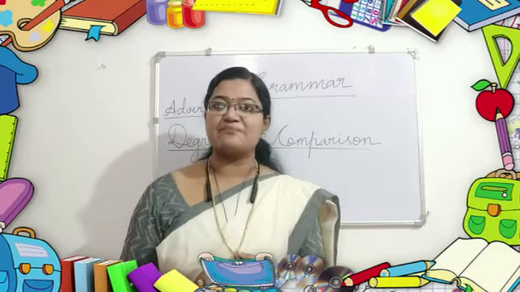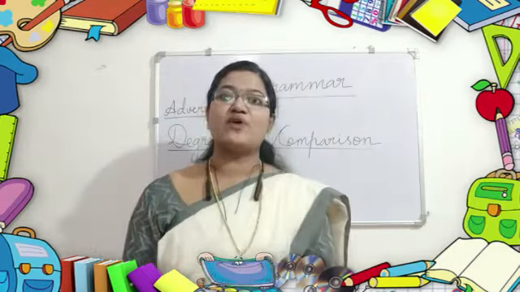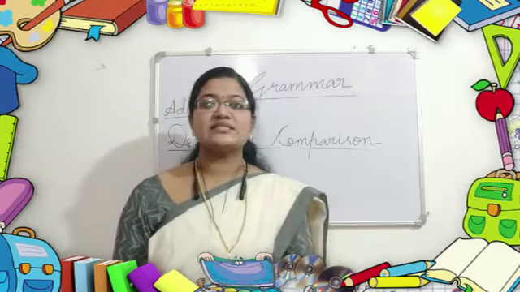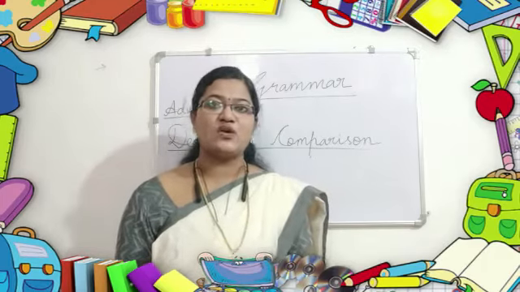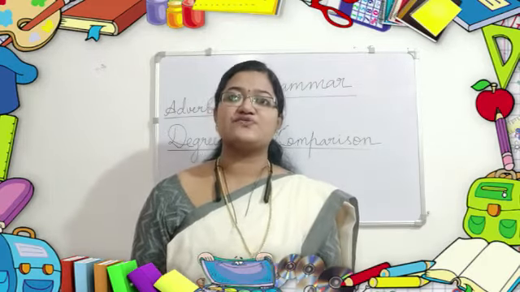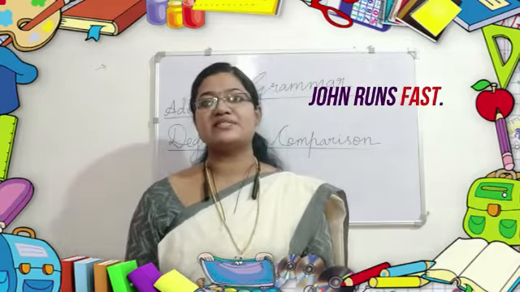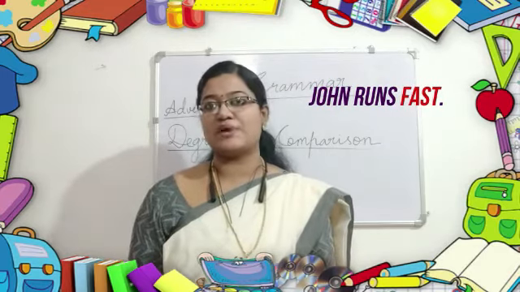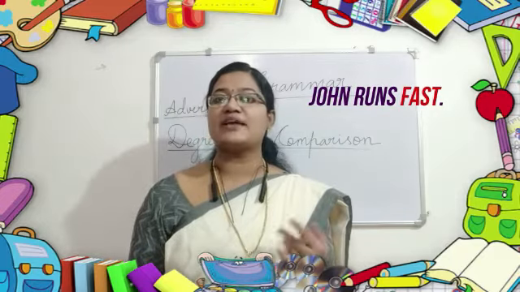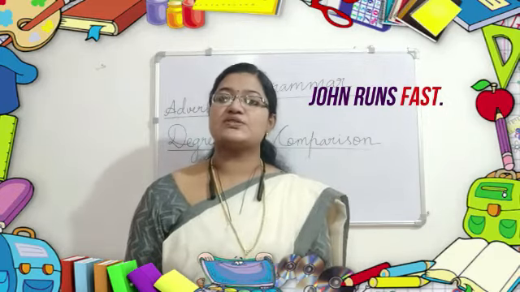Shall we go through the examples? In the textbook, you have 3 examples. John runs fast. Peter runs faster than John. Third one, Jeff can run fastest of all. Look at the first example. John runs fast. It is a simple sentence. The person John is not compared with any other person. So it is in positive degree, fast.